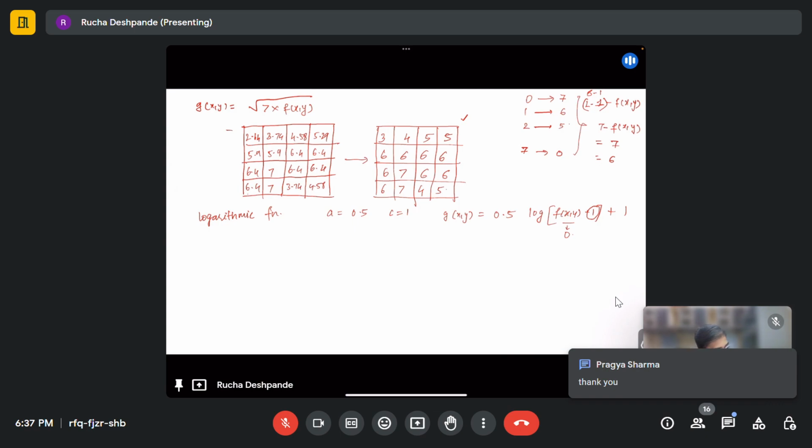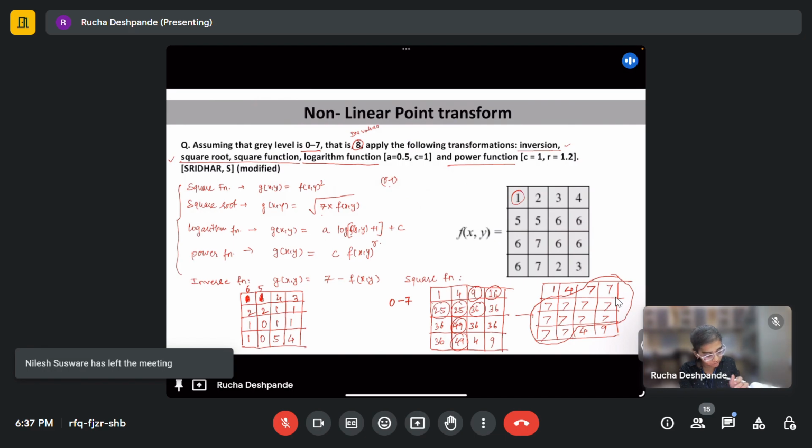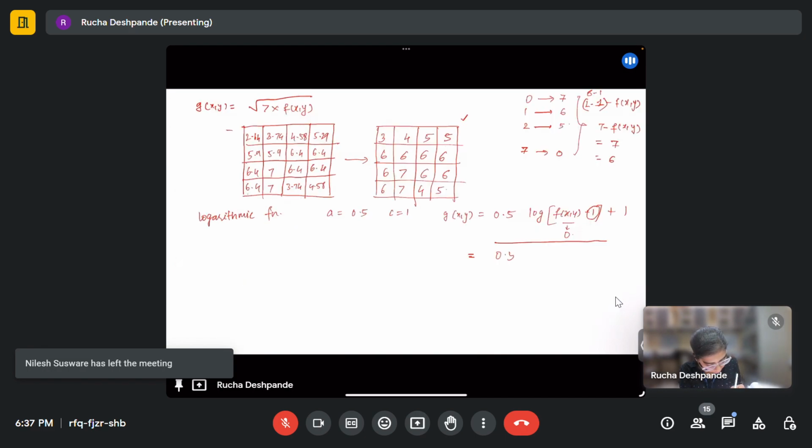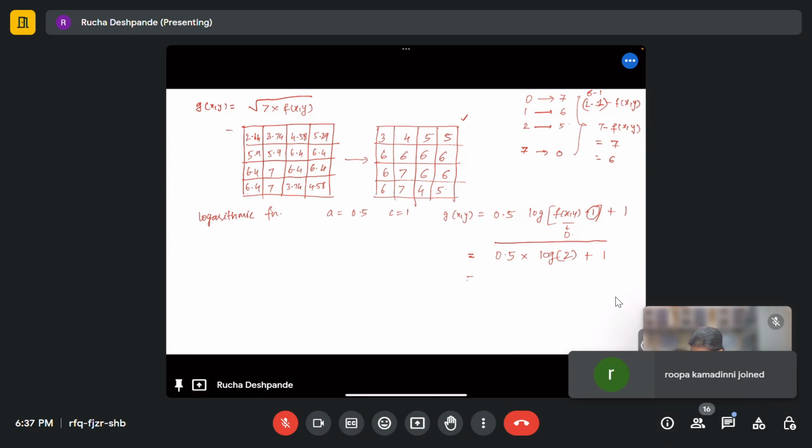For the logarithmic function, we apply this formula. Let's calculate it for one pixel. If we are calculating it for 1, then it will be 0.5 into log of 1 plus 1, so log of 2. Log of 2 is 0.3.